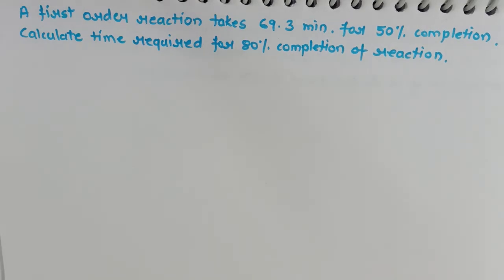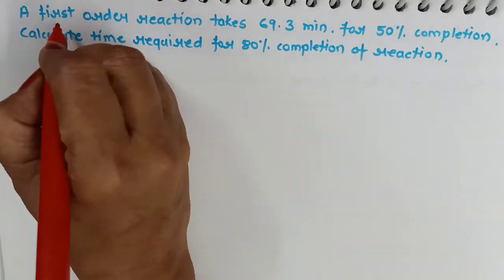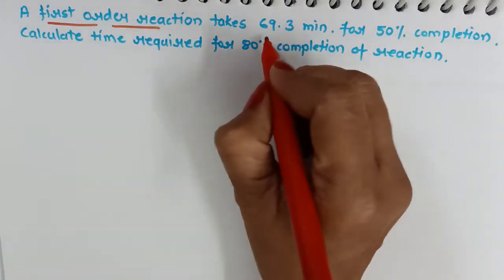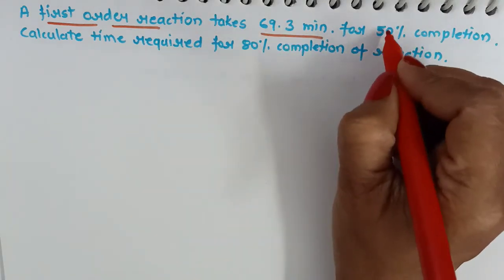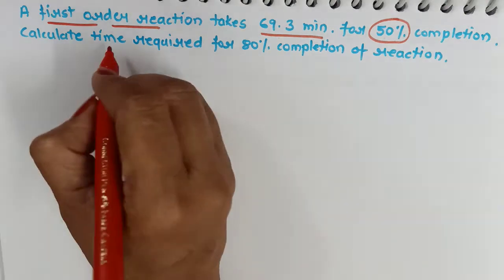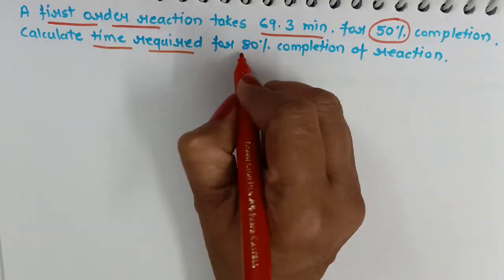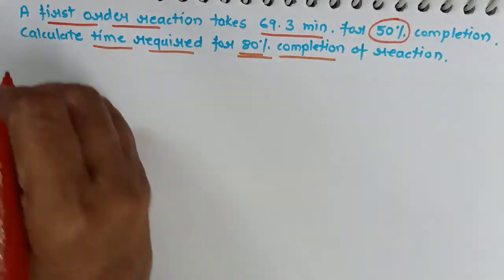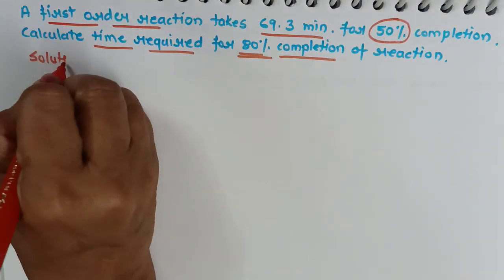Here comes the next numerical. In the next numerical, the value of T half is not directly given to us. Instead, it says that a first order reaction takes 69.3 minutes for 50% completion. So here it must be clicked that this is T half because the reaction has been completed 50%. Now we are supposed to calculate the time required for 80% completion. So let us solve it.